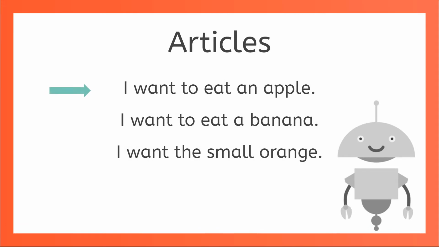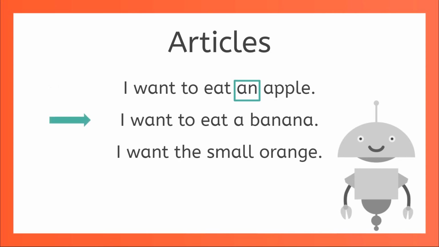Read the first sentence with me. I want to eat an apple. Our noun is apple. It is not specific, and it starts with a vowel. So the article is an.